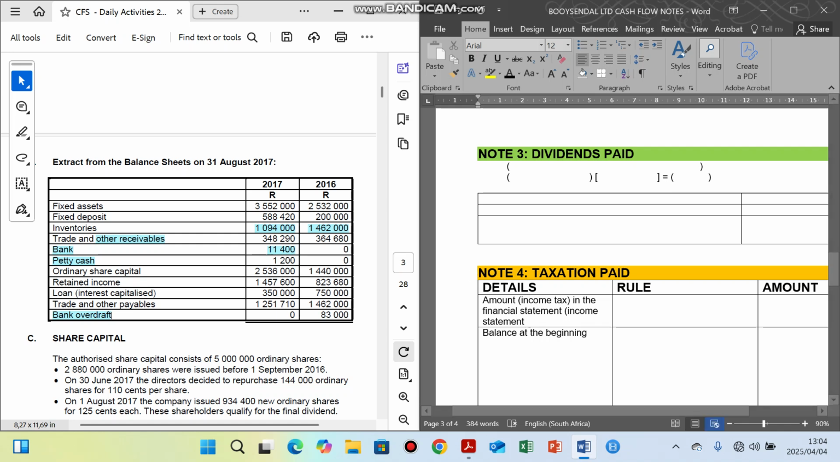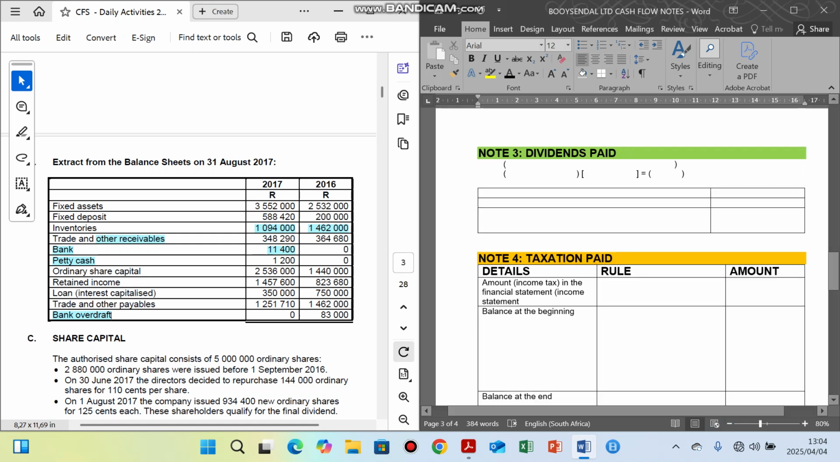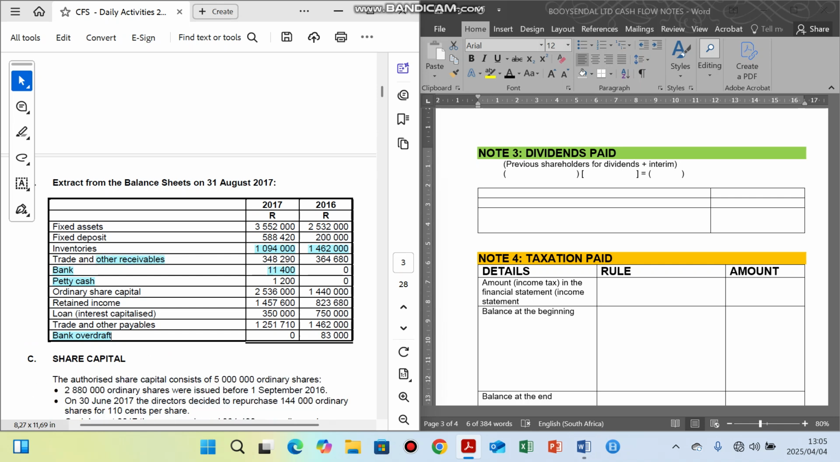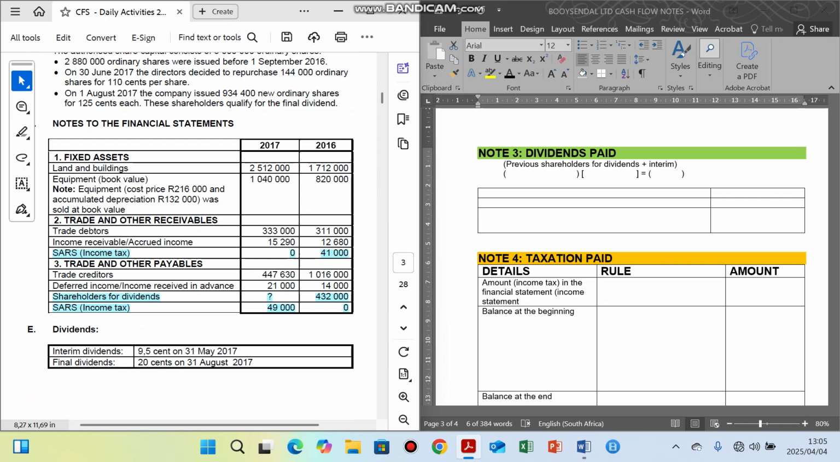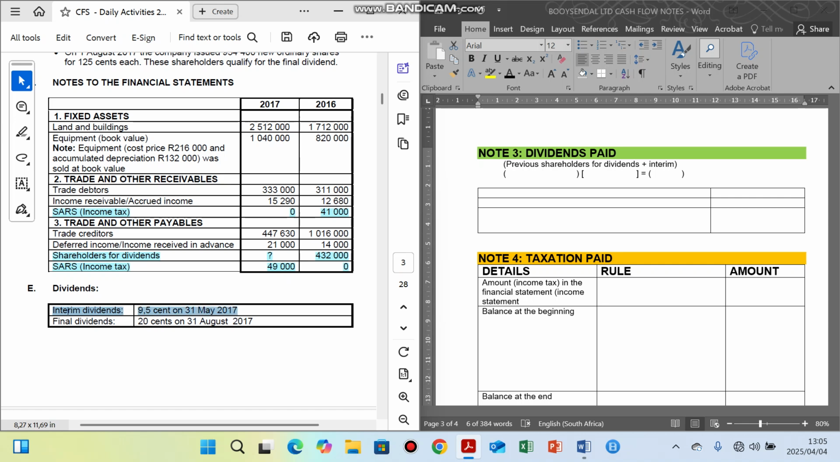What we are looking at there is the following. You just take your previous shareholders for dividends plus the interim dividends. So in this case, if we go to our statement of financial position, especially under trade and other payables, you can see that the previous shareholders for dividends is given as 432,000. Then information E provides us with interim dividends: an interim dividend of 9.5 cents per share was paid on the 1st of May 2017.